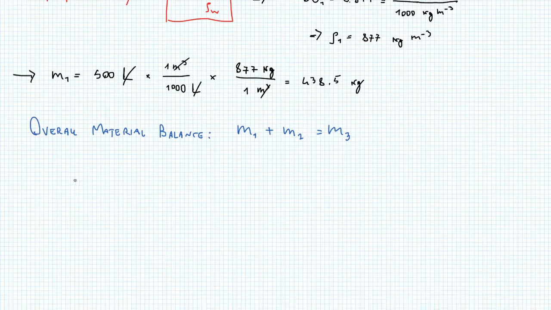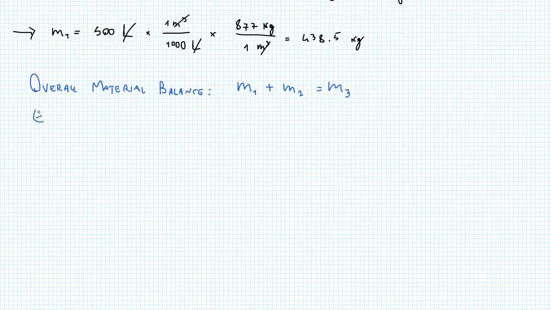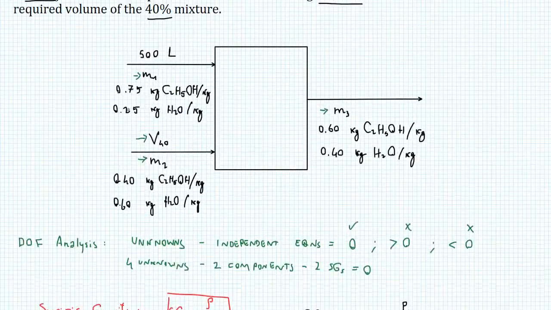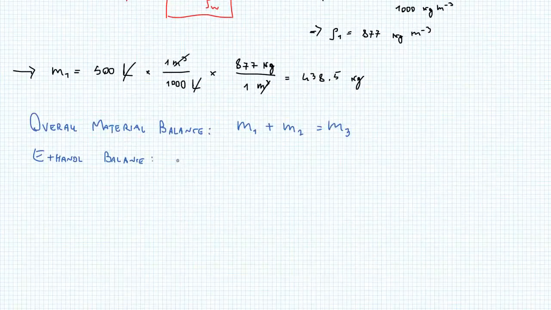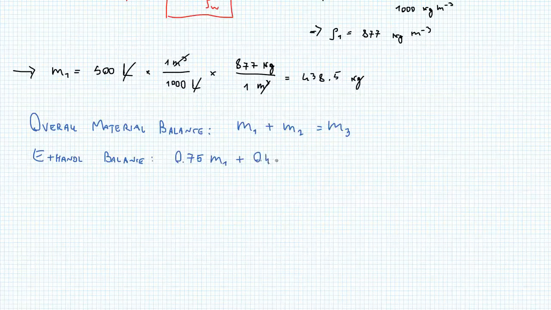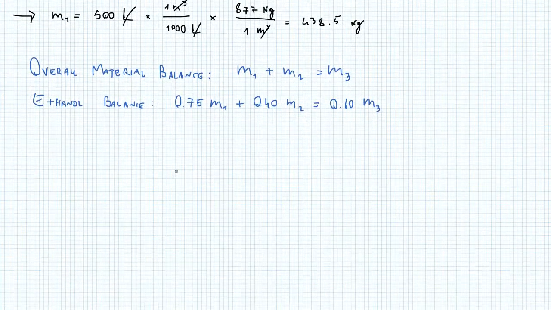After that, we can look at a component balance. We can choose ethanol or water. Let's go with ethanol. And this, as opposed to the overall balance, looks more specifically at the amount of ethanol per stream. If we look at the flowchart, we see that we had 0.75 ethanol in M1, 0.40 in M2, and 0.60 in M3, which means that 0.75 M1 plus 0.4 M2 equals 0.6 M3. Solving these two equations simultaneously gives us M2.